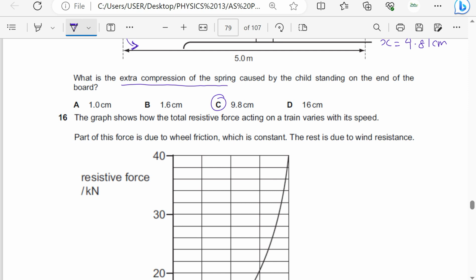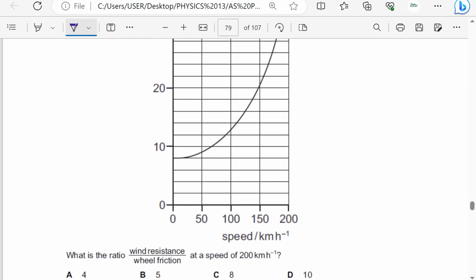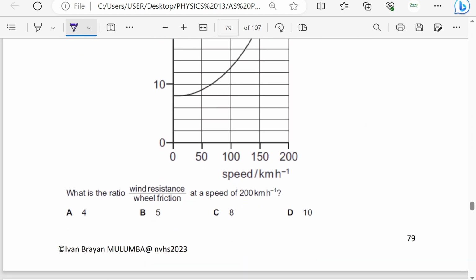The graph shows how the total resistive force acting on a train varies with its speed. Part of this force is due to wheel friction, which is constant. The rest is due to wind resistance. What is the ratio of wind resistance over wheel friction at a speed of 200 kilometers per hour? Remember, wheel friction is constant.